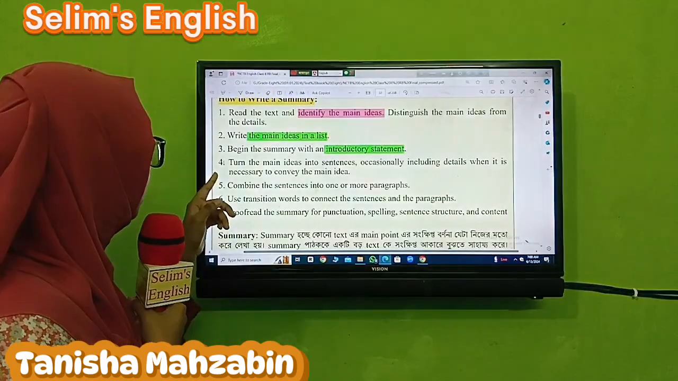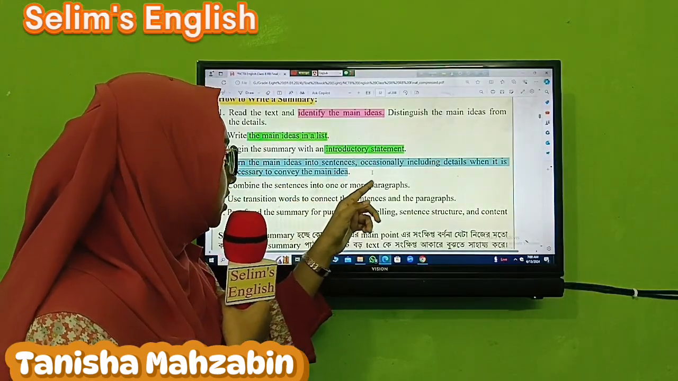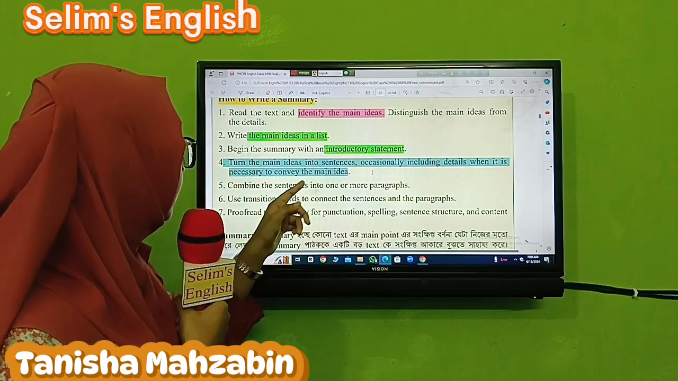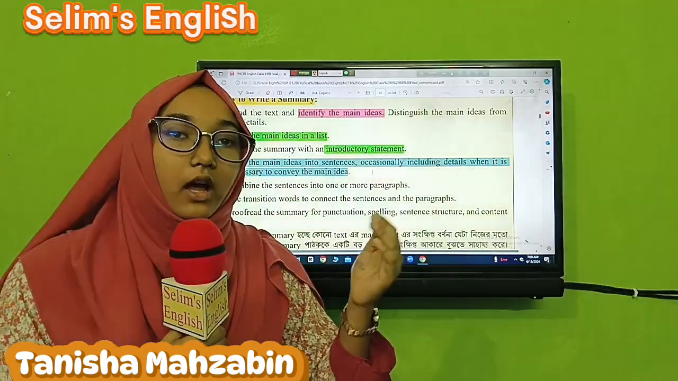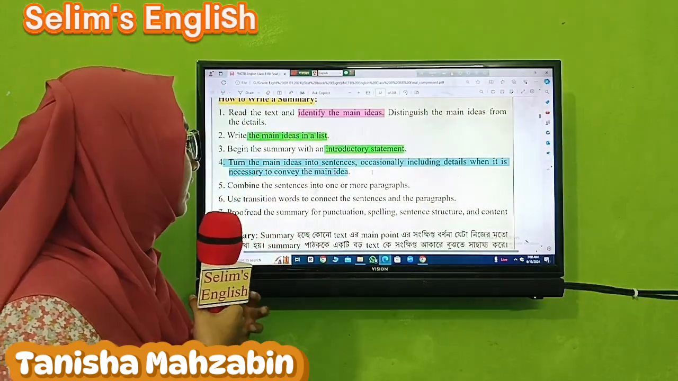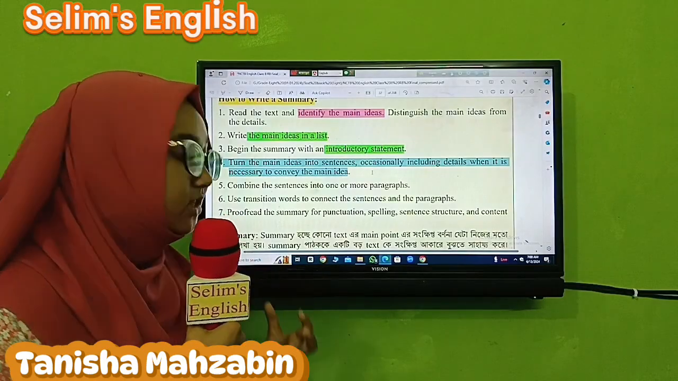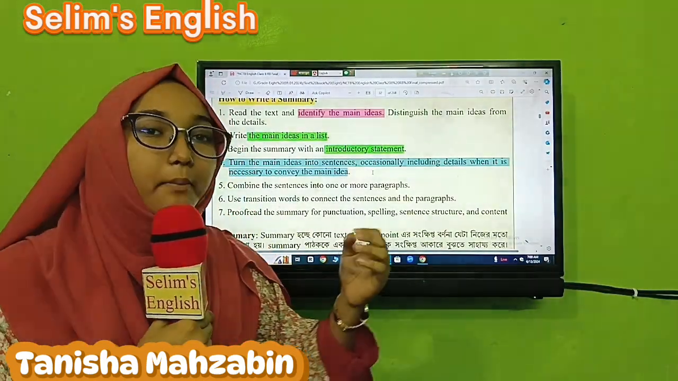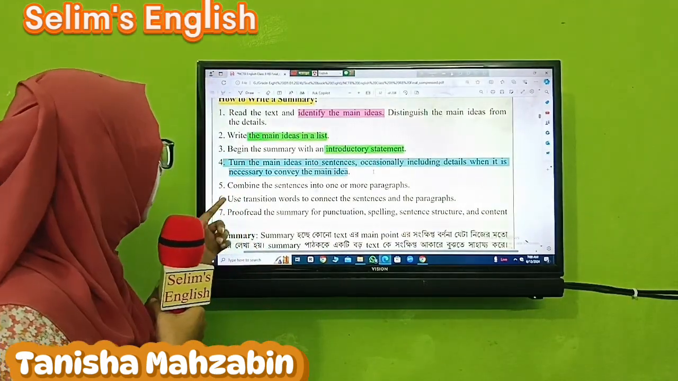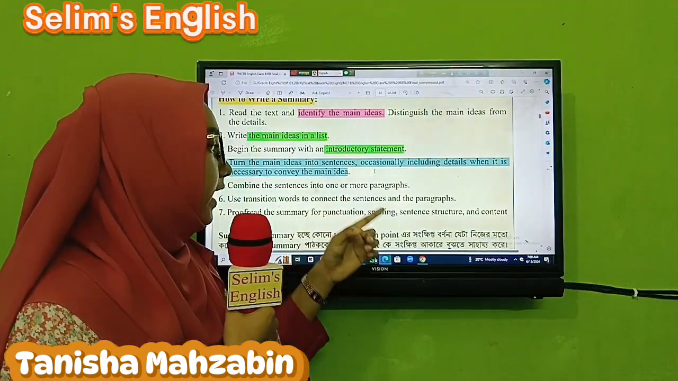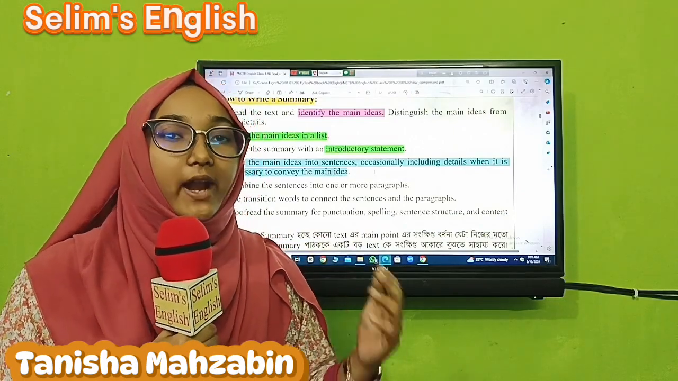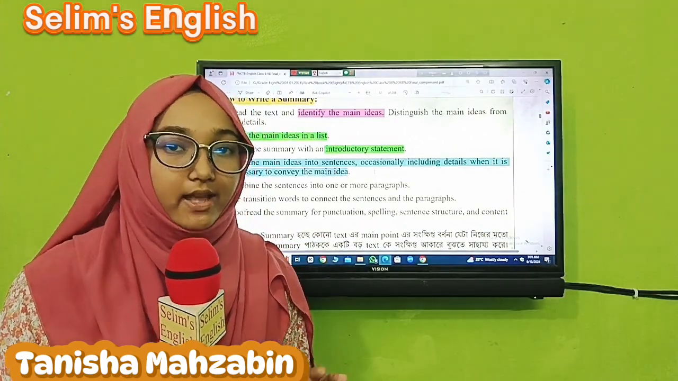Now, number 4: turn the main ideas into sentences, occasionally including details when it is necessary to convey the main ideas. You have to transfer your main ideas into sentences. Then combine the sentences into one or more paragraphs. You can make your main idea sentences into two or more paragraphs, or just make one paragraph as you wish.